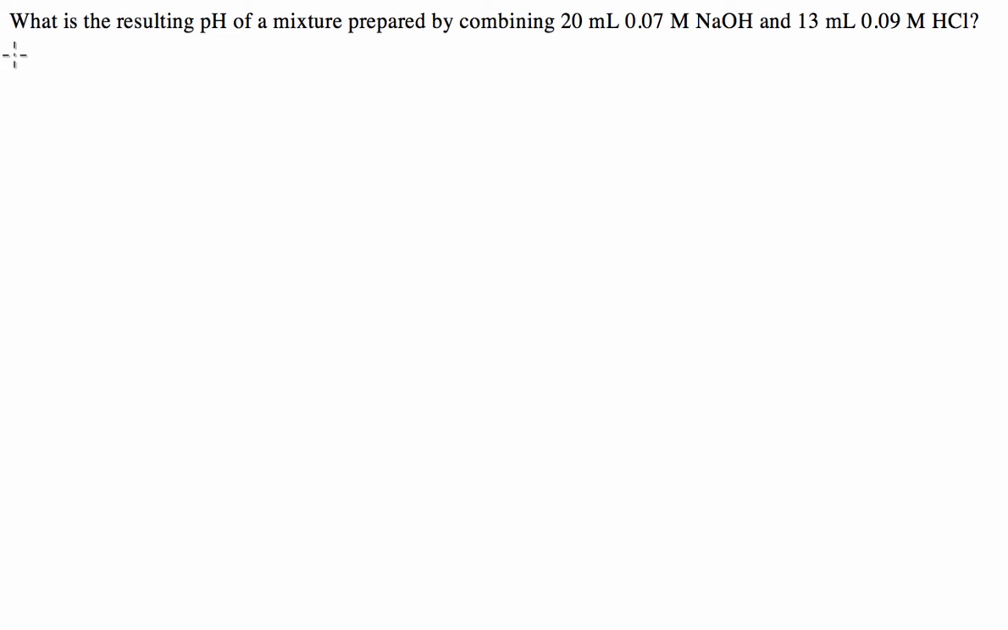It says, what is the resulting pH of a mixture prepared by combining 20 mL of 0.07 moles per litre of sodium hydroxide and 13 mL of 0.09 moles per litre of hydrochloric acid? So we've got a base, we've got an acid. The first thing that we're going to do whenever we combine two solutions together, whether it be working out pH or most things in chemistry, is write down a formula so we can see what our products are, and we can also see what the molar ratios of acid to base are.